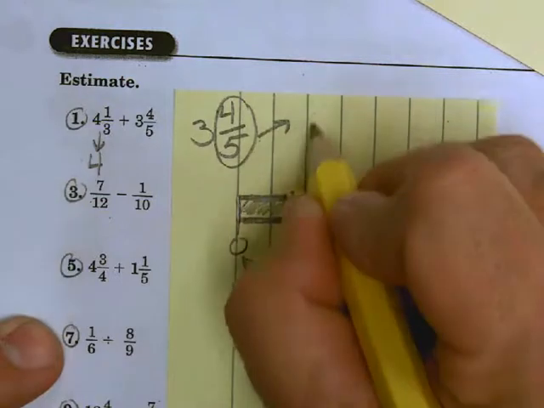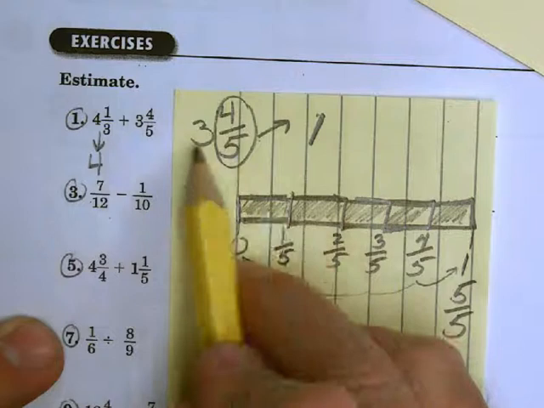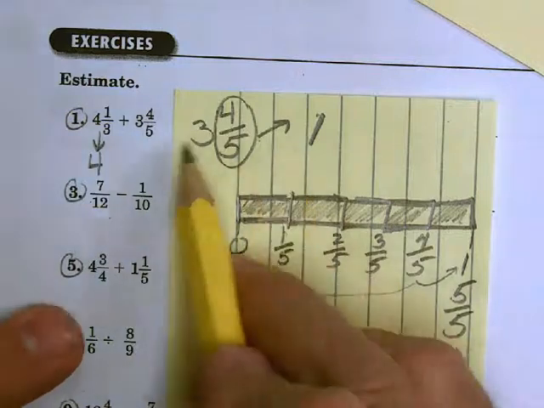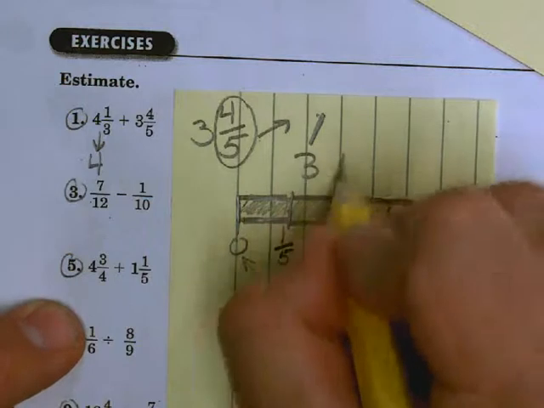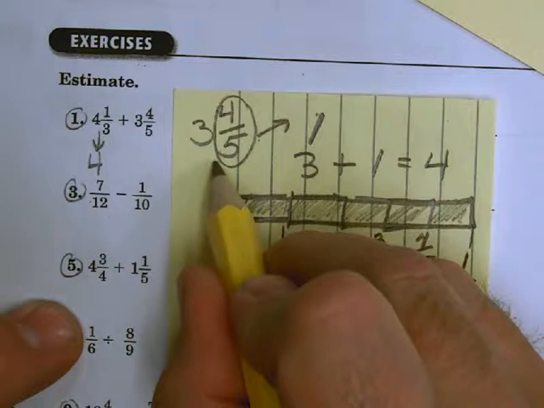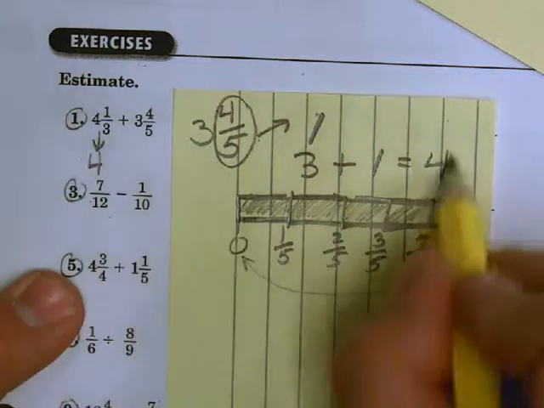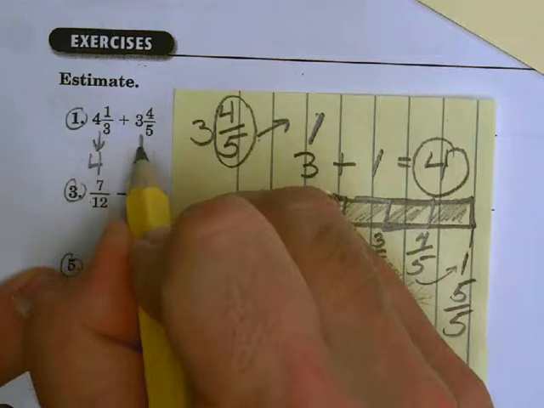So 3 and 4/5, you have to take the 3 plus the 1, and what does that equal to? What's 3 plus 1? 4. So 3 and 4/5 rounds to 4. On your paper, homework, 3 and 4/5 rounds to 4. Thank you.